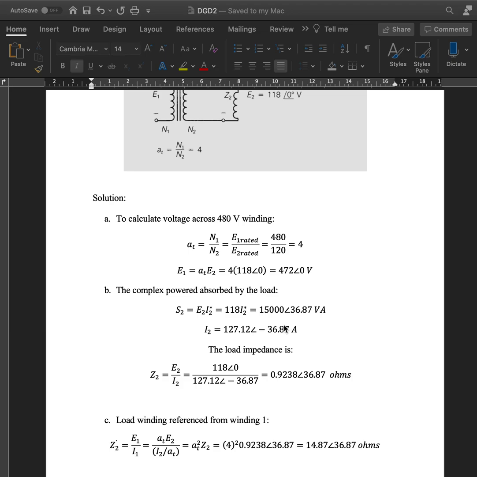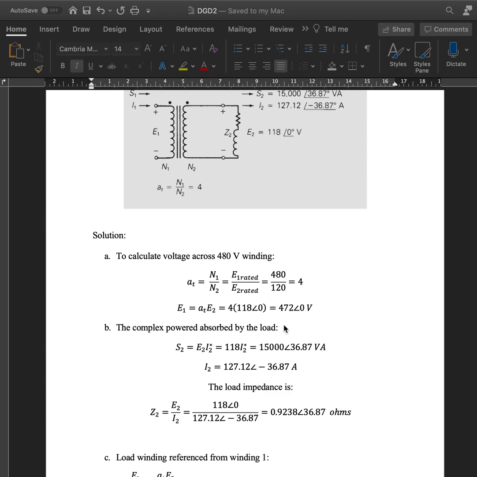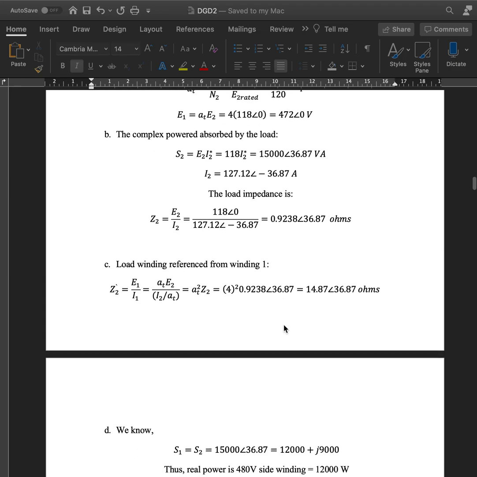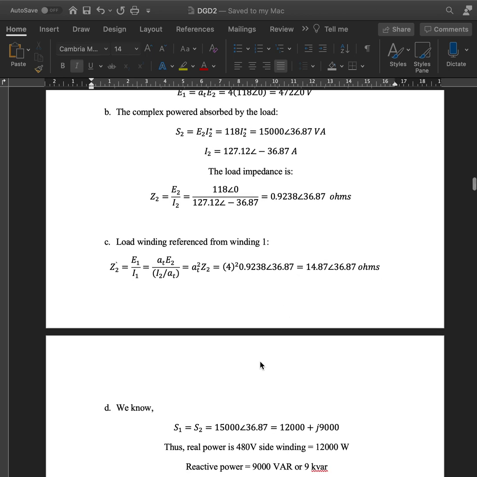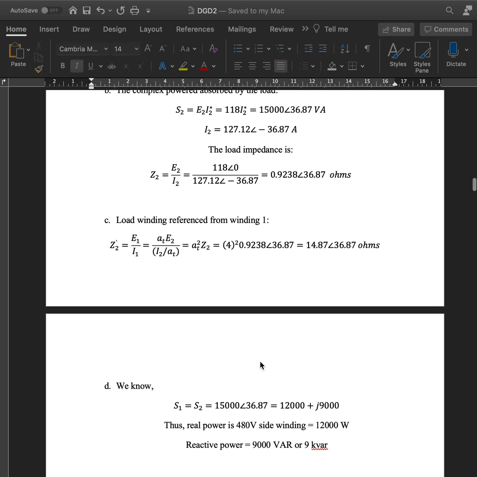So it's that simple. And the real power supplied to the 480 winding. Okay, so instead of calculating everything again, we can just assume the power remains the same as it's an ideal transformer. So the power received at the second end will remain the same as the one being supplied from the main source, winding 1. So hence we take 15,000 angle 36.87 and convert it into Cartesian coordinates. So that is 12,000 plus j9,000. All you have to do is separate it. The real power is 12,000 watts, and 9,000 is the VAR or kVAR, which is the reactive power being absorbed by the system.